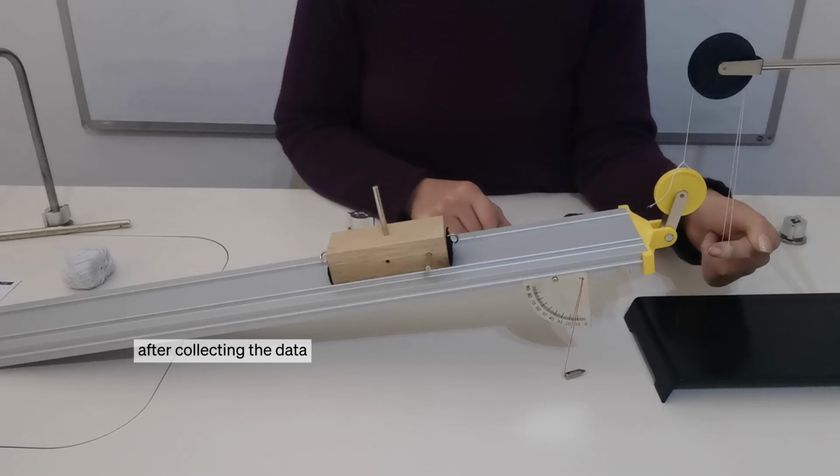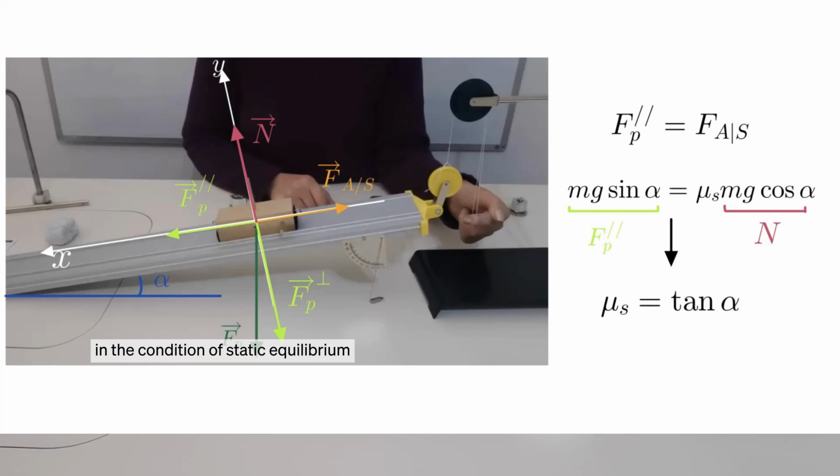After collecting the data, we will be able to calculate the coefficient of static friction between the cart and the inclined plane. This is because in the condition of static equilibrium, when the cart is stationary on the inclined plane, the relationship holds that the parallel component of the weight force is equal in magnitude to the static friction force, but the two forces will have opposite directions. From this particular equation, we can subsequently derive the coefficient of friction that exists between the cart and the inclined plane. This coefficient will be equivalent to the tangent of the angle of inclination of the inclined plane.